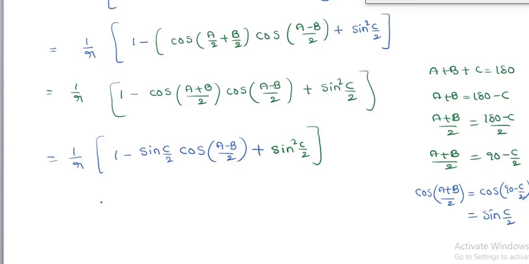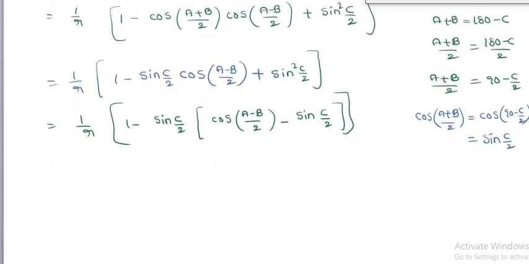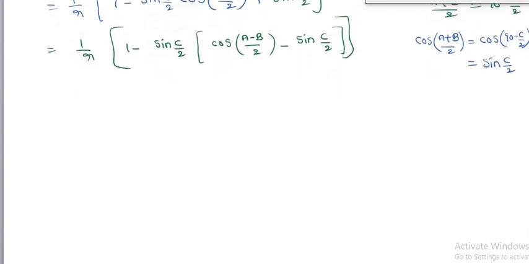So I have 1 minus sin C/2 common: cos of (A minus B)/2 minus sin C/2. So write down the next step. 1 by r, 1 minus sin C/2, first cos of (A minus B)/2, minus sin C/2.